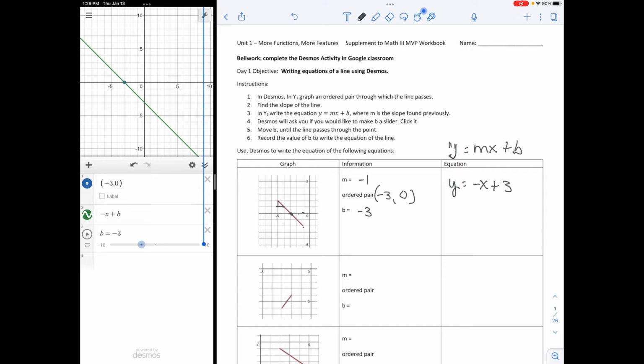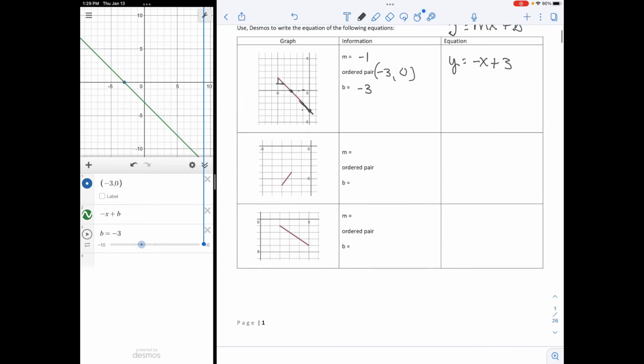Also notice that I could have done that without the slider. If I continued the pattern of the slope, going down 1 and to the right 1, I also would have gone through that point, -3. So that's another way I can do it: continue the pattern of the slope. All right, let's do another problem.